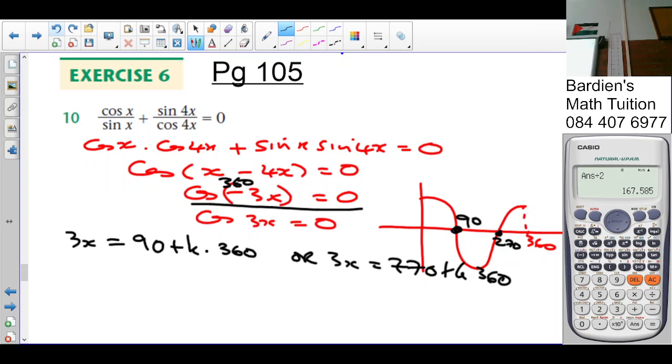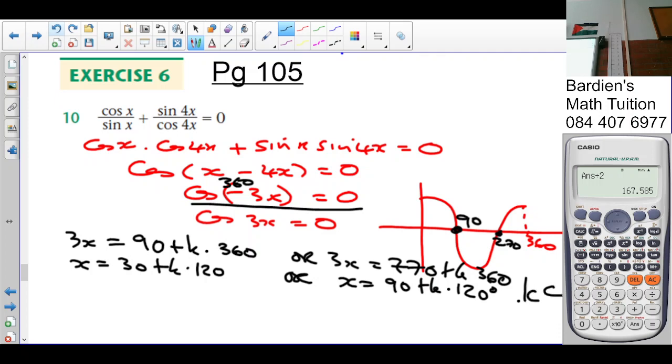Okay. So divide by 3. So x is equal to 30 plus k times 120, or x is equal to 2 divided by 3 is 90 plus k times 120, where k is an element of integers. That's one way of looking at it.